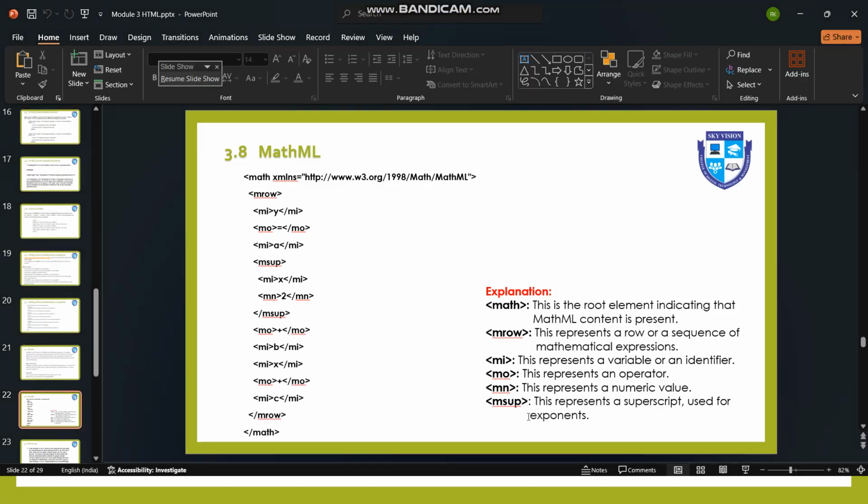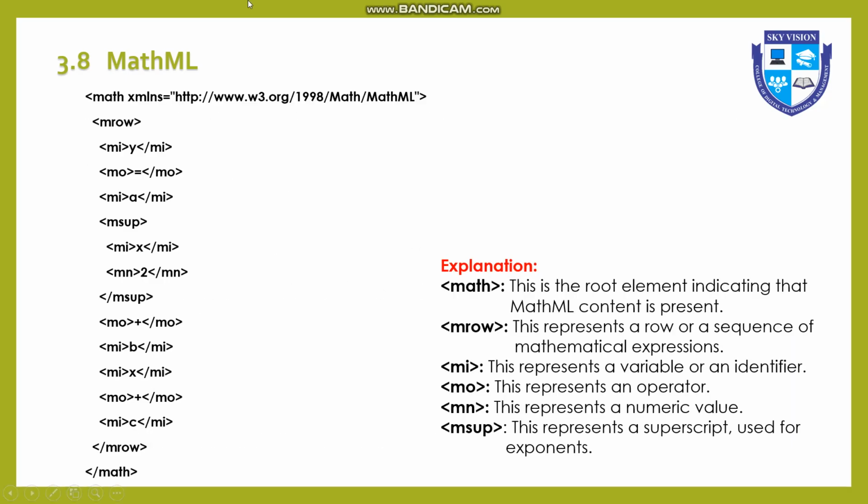See, before that, you need to understand some basic concepts about what is math, what is mrow, mi, mo, mn, msup. We need to understand these, because these are exactly the tags we use when we want to represent a mathematical condition, or mathematical expression, or equation.